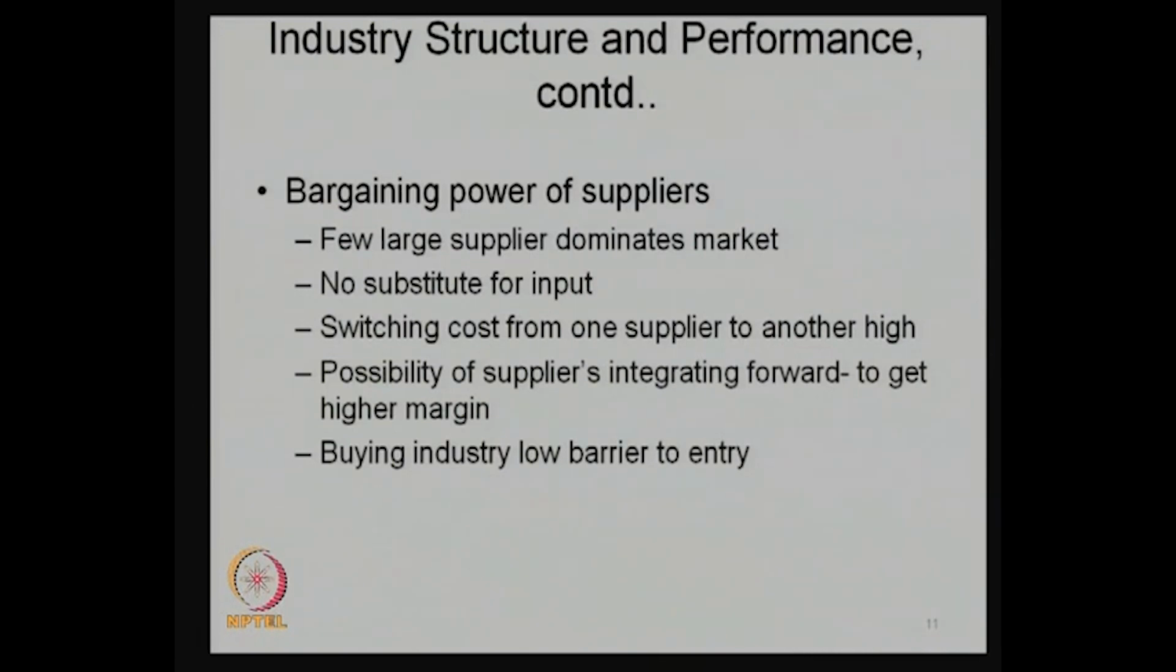Suppliers, when they integrate forward, means that instead of supplying to their present customers, they themselves start producing with their input as such. Looking at the earlier case we talked about, where the buyers go for backward integration, now the suppliers go for forward integration.